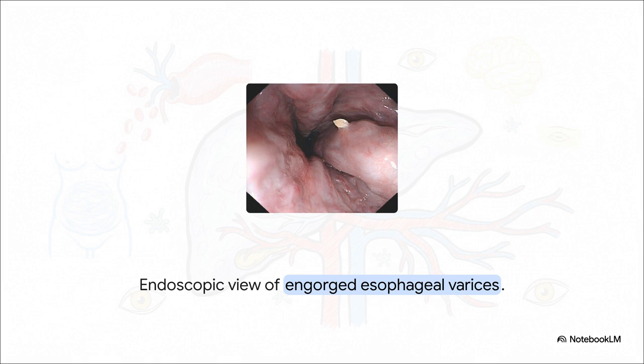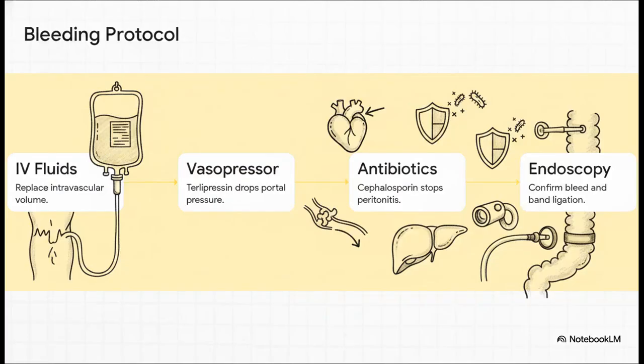As collateral vessel formation progresses, more than half of the portal blood flow can end up being shunted directly to the systemic circulation through these alternative pathways. They are incredibly fragile, dilated veins sitting right near the surface of the esophagus. They are literally a ticking time bomb for severe hemorrhage. If they bleed, you have to follow this exact step-based protocol. Memorizing this specific order saves lives, I promise you.